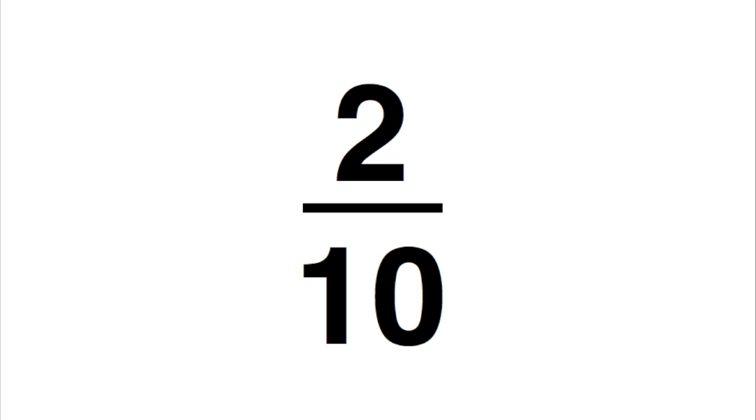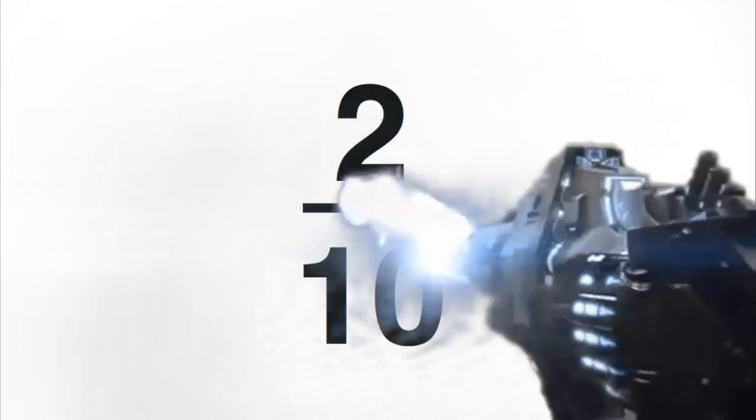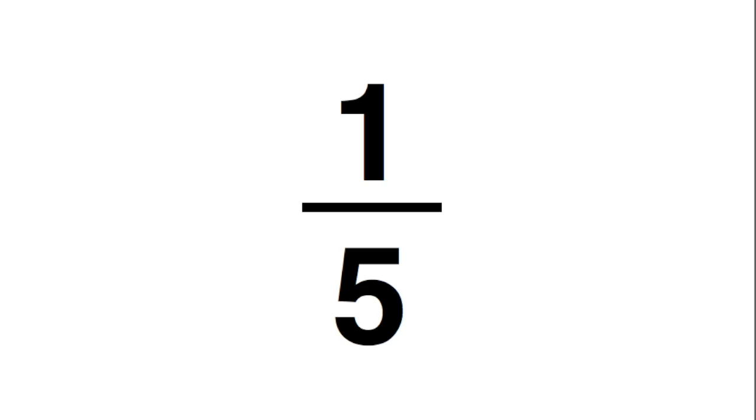Here's 2/10. I know 2/10 is not in simplest form because they're both even numbers. And in this case, their GCF is 2. So we divide both the 2 and the 10 by 2. And we get the fraction 1/5. 2/10 is 1/5.